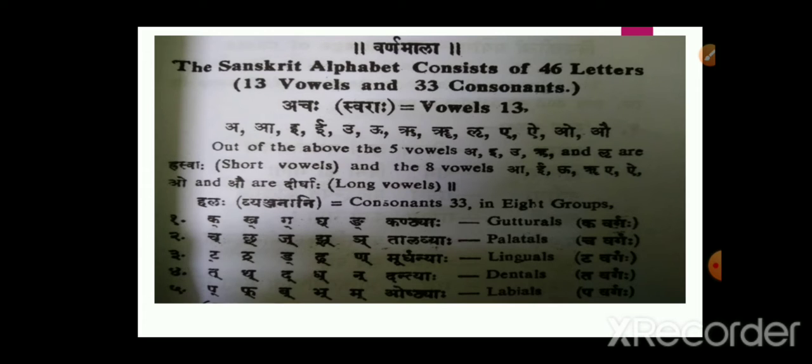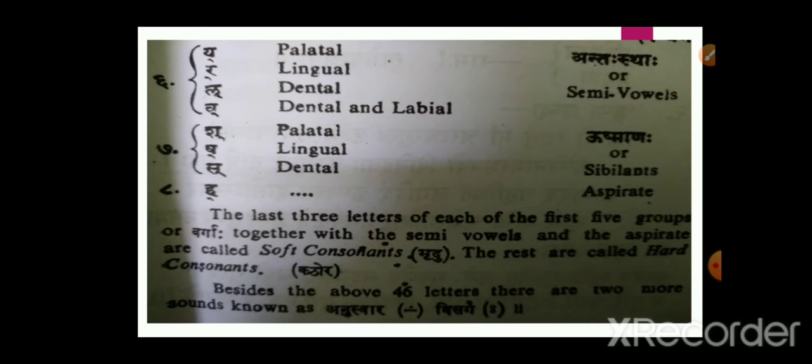So till now we have seen 5 groups of consonants. In total we have 8 groups, right? Among 8 groups we have seen 5 groups. Let's see the other 3 groups. So the sixth group is semi-vowels. Semi-vowels in Sanskrit we will call as Antastaha.